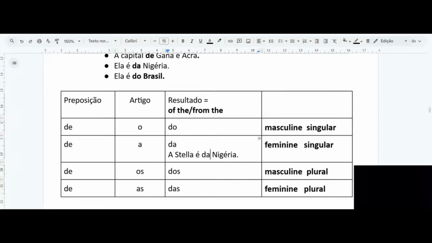So the dos, how did we get dos? It's G and OS, then we get dos. You hear some people saying dos. If you hear them, they are not wrong, because in Brazil each state has a different accent. Each state has a different accent.